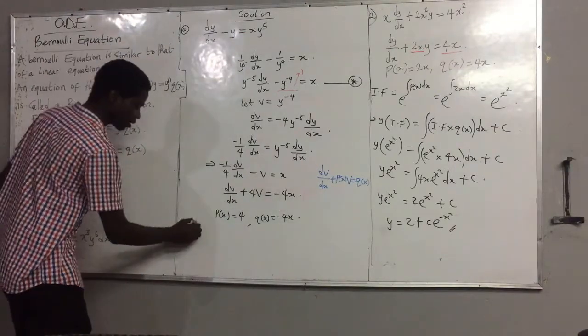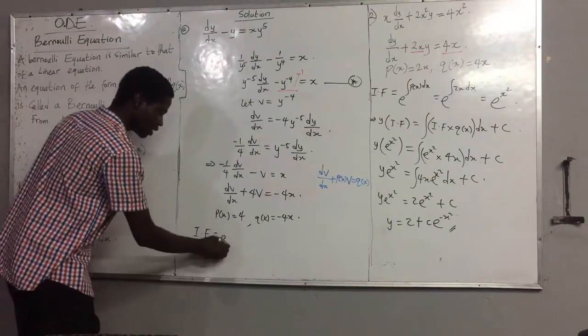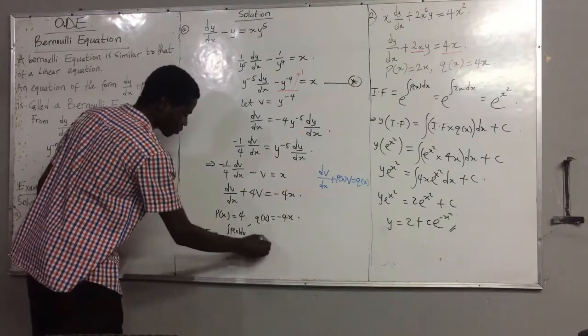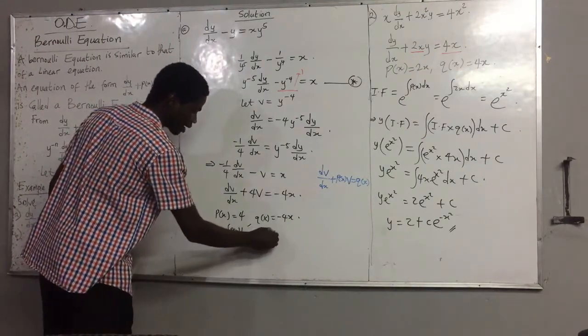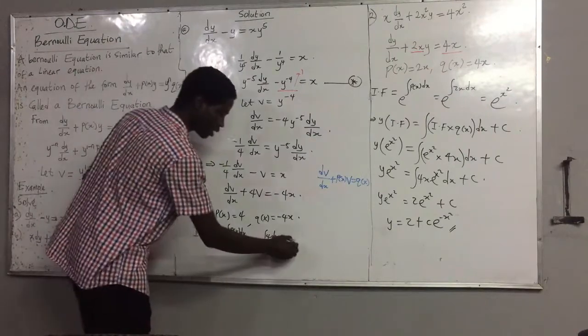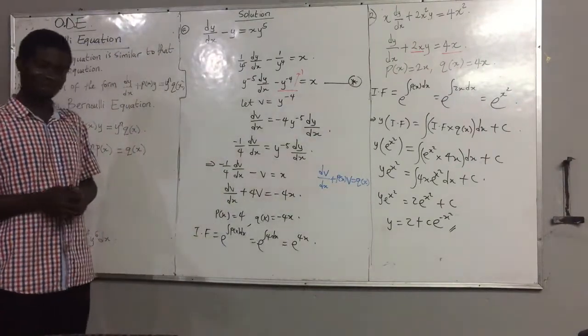So find the integrating factor. What is the integrating factor? Integrating factor is e raised to the power of what? Integral of p of s ds, which is e raised to power integral of 4 ds. If you do e raised to power integral of 4 ds, the answer is what? e raised to power 4s. That is your integrating factor.